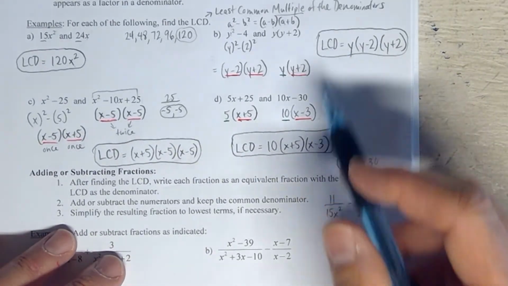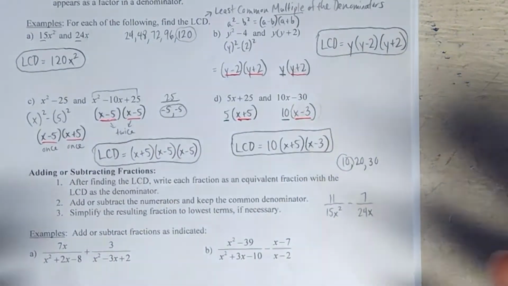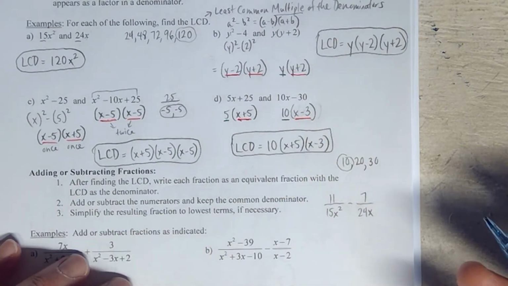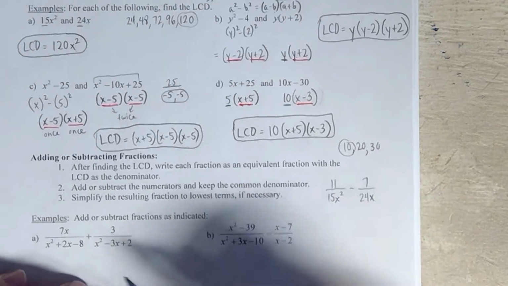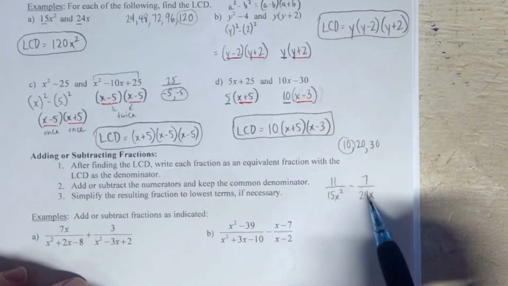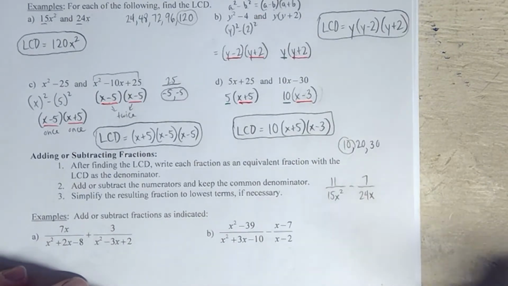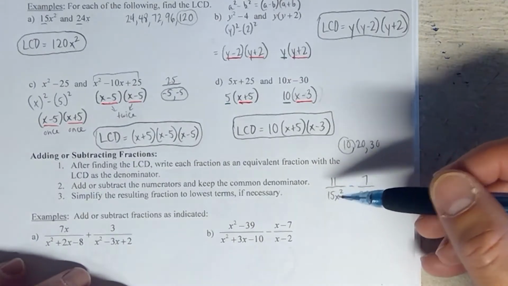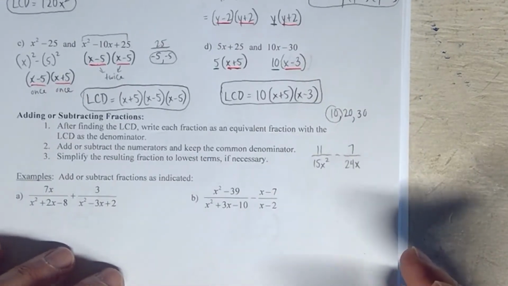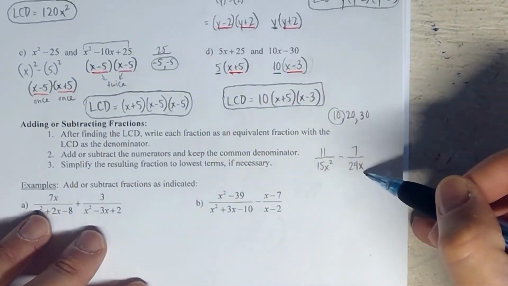These LCDs are how you figure out how to write the denominator so that it's the same when it's not the same. Because you can see down here, as I mentioned at the beginning of the video, you need to make these denominators the same. Let's look at this first example here. I didn't type it onto the worksheet, but we'll do it off to the side right here.